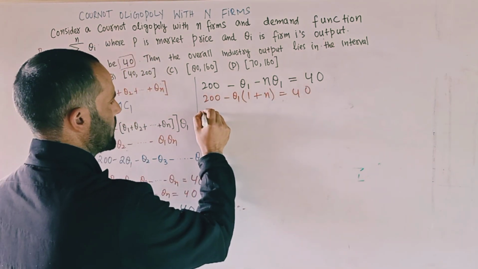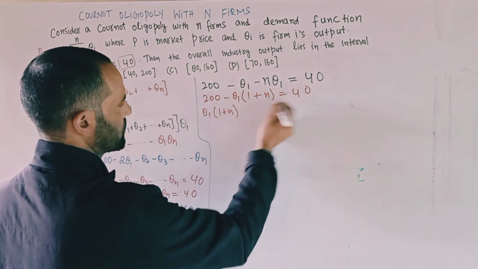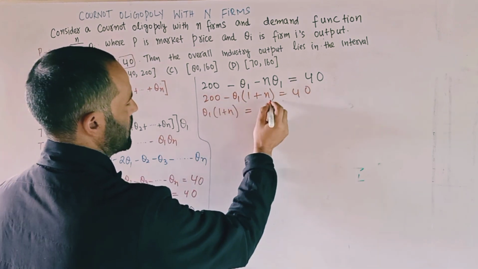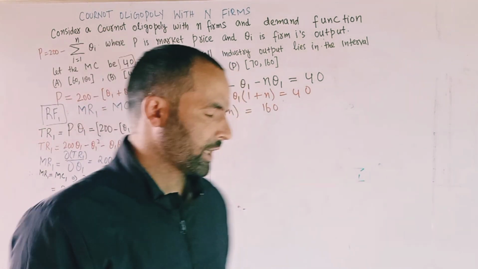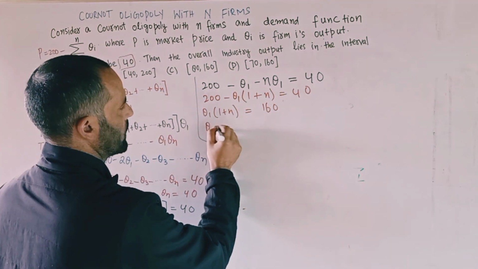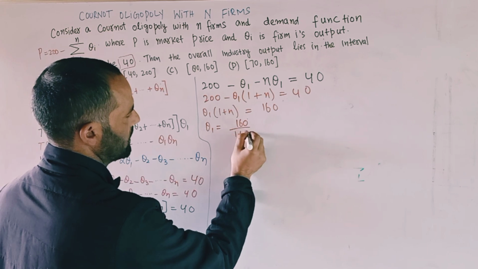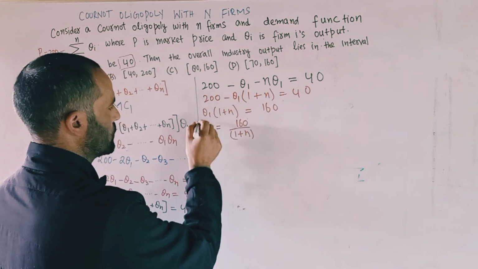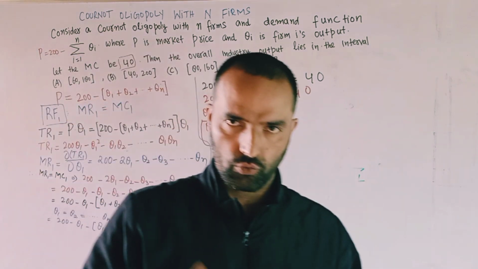Solving for Q1, I can write it in this fashion: Q1 times 1 plus n, transposing it here, so 200 minus 40 is 160. I'm just skipping the basic stuff because I don't have extra space here. That means output of firm 1 will be equal to 160 divided by 1 plus n. If I transpose 1 plus n to the RHS, this shows the output of firm 1.